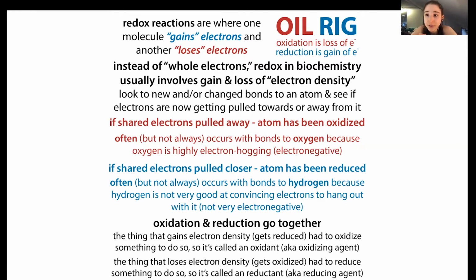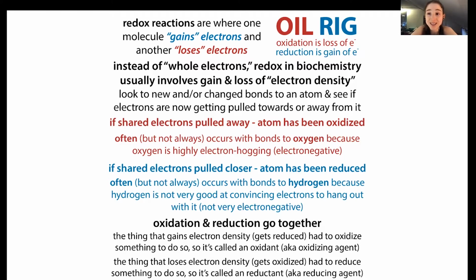And so basically you get a free electron, because when you bind to a hydrogen, the electron from the hydrogen is probably going to hang out with you more. So it's like getting free electrons. That's why reduction often, but not always, occurs with bonds to hydrogen, because the hydrogen isn't good at convincing the electrons to hang out with it. Hydrogen is not very electronegative. And so oxidation and reduction go together.